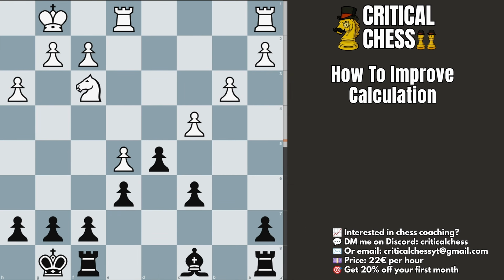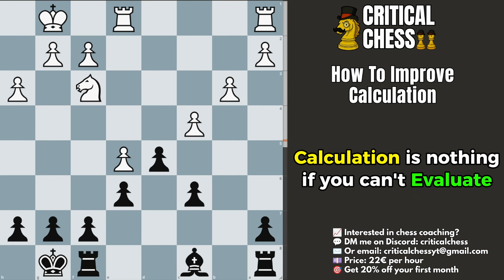Next up, I want to talk about another very important concept that a lot of players don't understand. Calculation is nothing without evaluation. So if you want to be a strong calculator in chess, you need to have the ability to evaluate in addition to that. Just calculation is not enough. Just evaluation is not enough either. You need both of them. So you need to be able to calculate and you need to be able to evaluate the position as well.